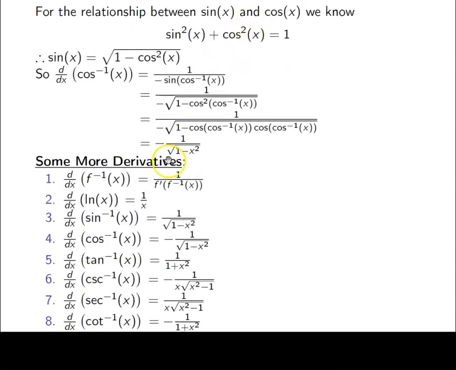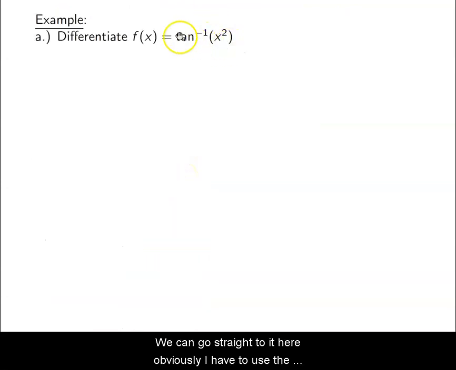So now that I have the formula ready for me, I could just use this formula. I can go straight to this formula, right? I don't have to use the derivation method like we did before, although it would be helpful to do so. We can go straight to it. Here, obviously, I have to use the chain rule, right? Because I have a function inside of a function.